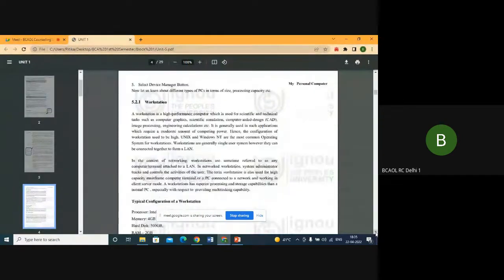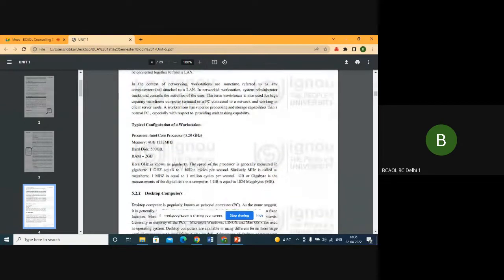So they are talking about the workstation. A workstation can be your normal high performance computer, which can work, you can say, for scientific applications also. A simple small network server can also be made with that. So they are saying that the typical configuration of a workstation is Intel Core processor 3.20, memory, that is RAM is 4 GB and hard disk is 500 GB.